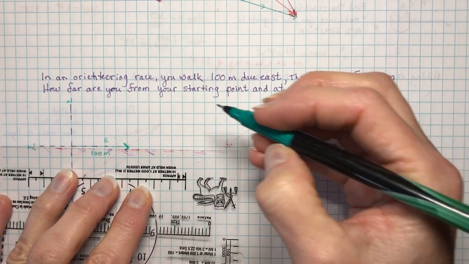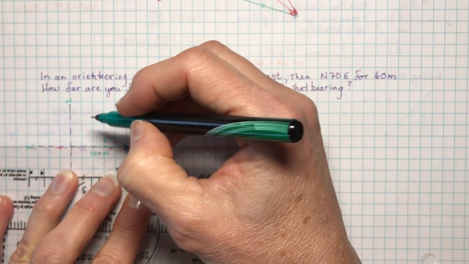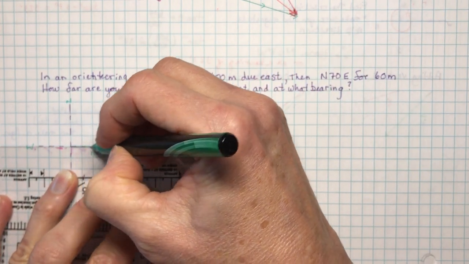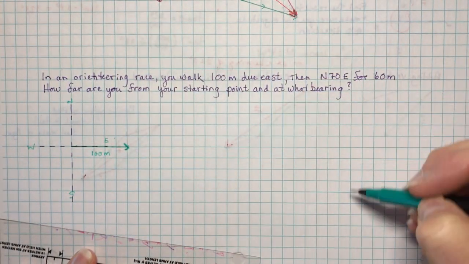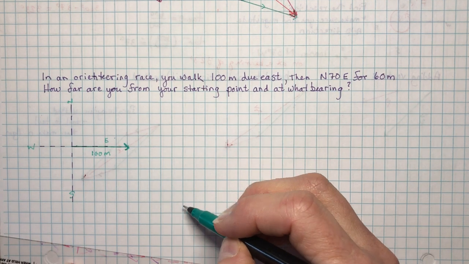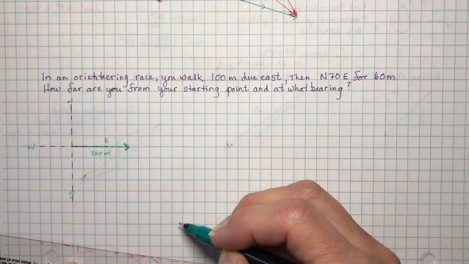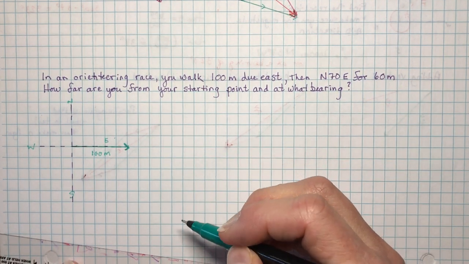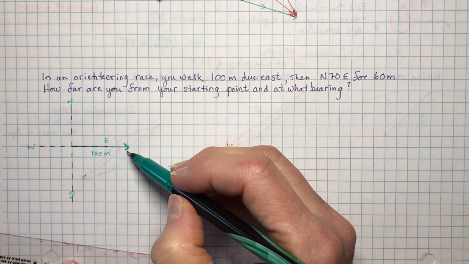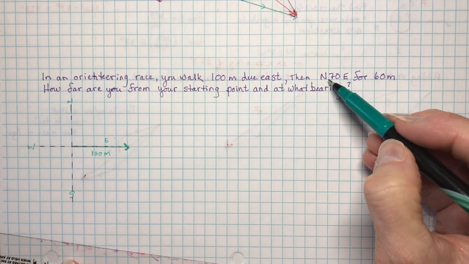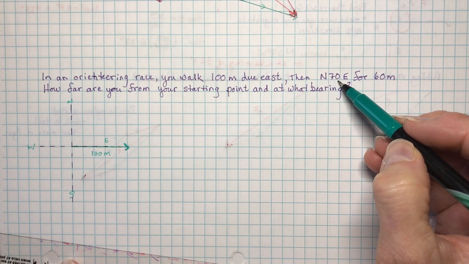So the thing about a compass is that it's the same no matter where you move it, as long as you keep them parallel, right? So I could do north, south, east, west over here or over here. It doesn't matter. Or I could put it down here. I could have north, south, east, west. North is always north. Okay, so I've gone 100 meters east, and now I have to go north 70 degrees east.